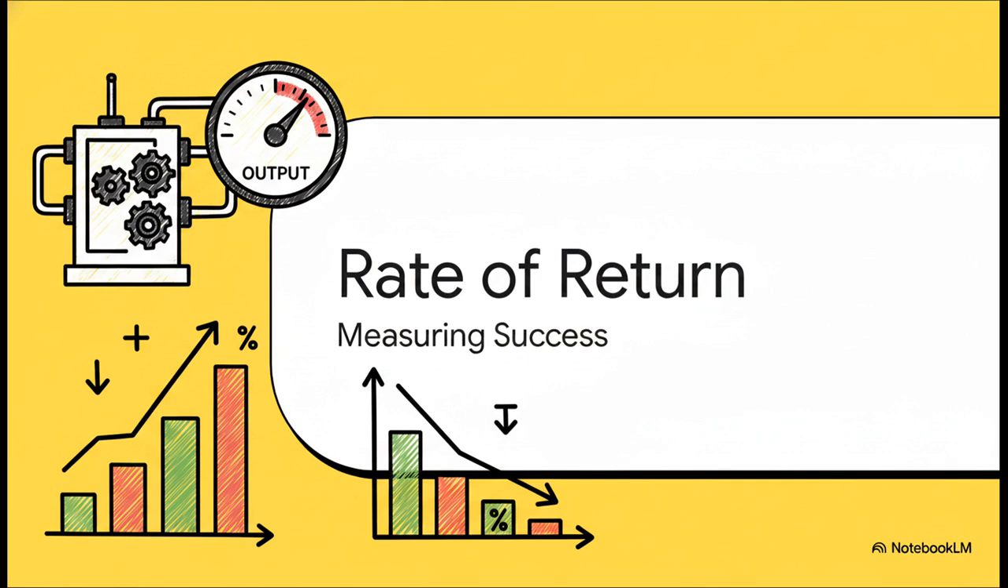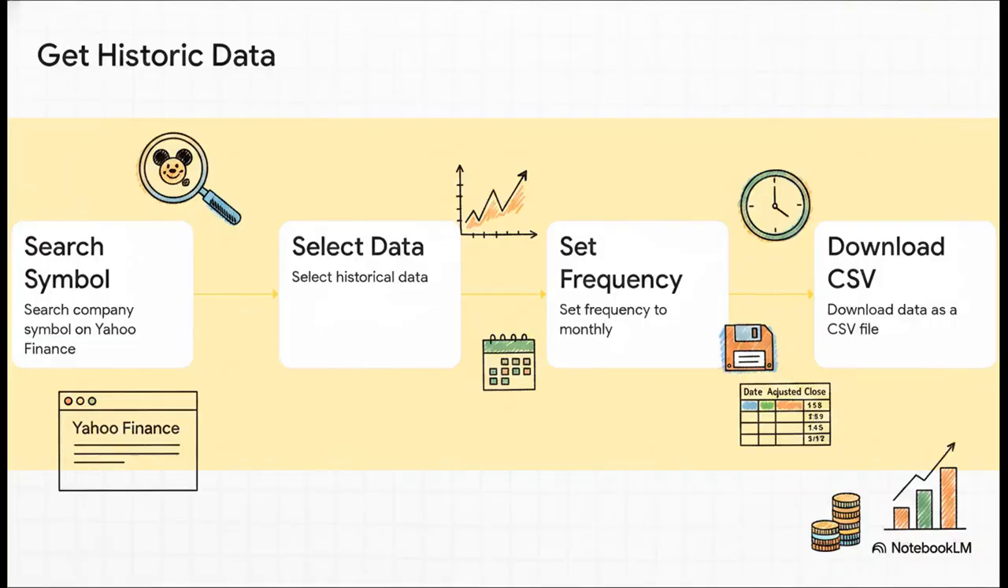All right, part 1, measuring rate of return. Before we can even start modeling the future, we actually have to set up our output dials to quantify historical gains and losses. So to build our rate of return calculator, we need historic data. And as Alyssa points out in the source, pulling this is honestly incredibly straightforward. You just hop onto Yahoo Finance, search a safe stock, let's say Disney, grab 2 years of historical data, set the frequency to monthly, and download the CSV file.